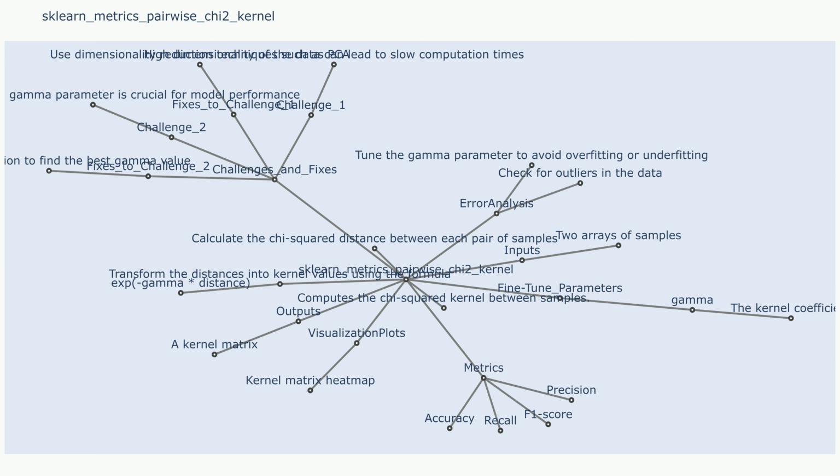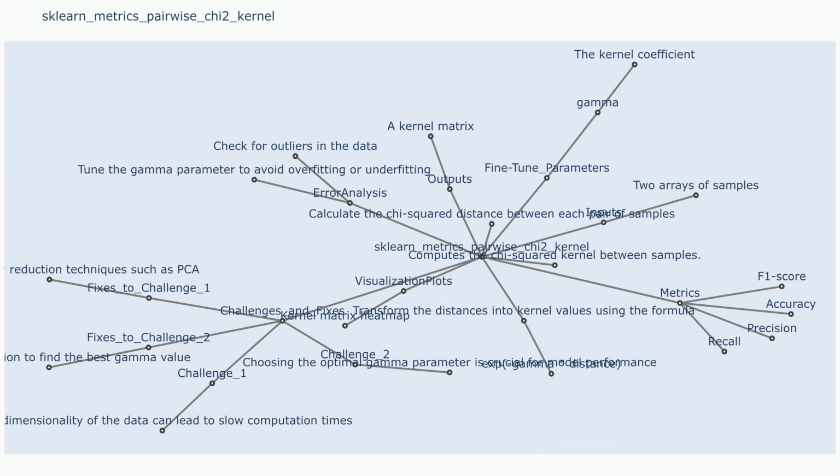Inputs: X, a 2D array of shape (n_samples, n_features), representing the input data. Each row represents a sample, and each column represents a feature. Features are expected to be non-negative and represent histograms.